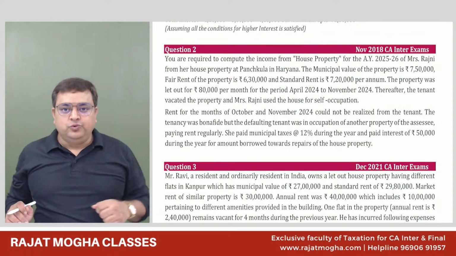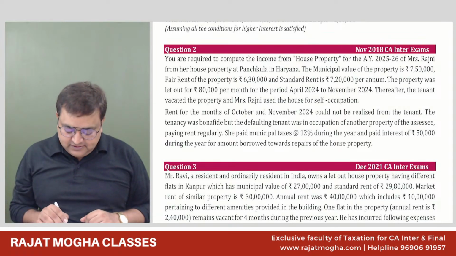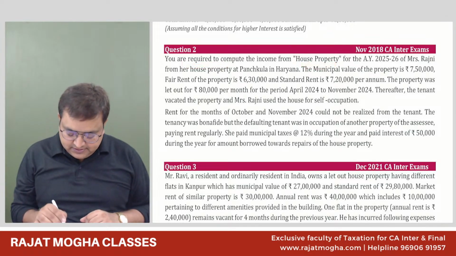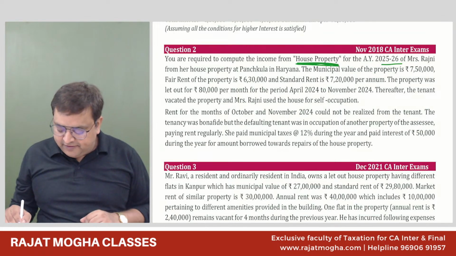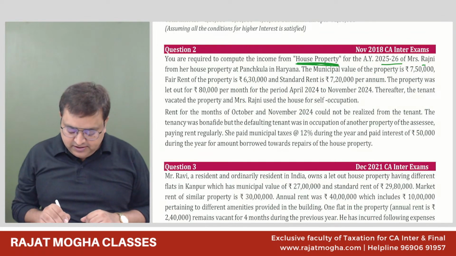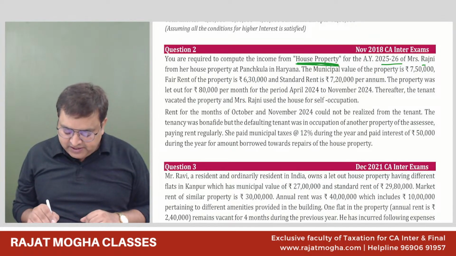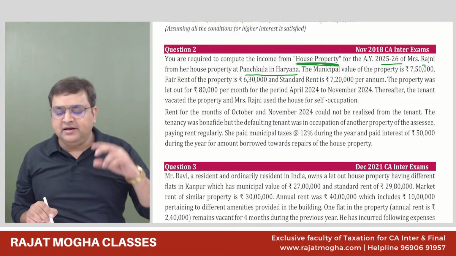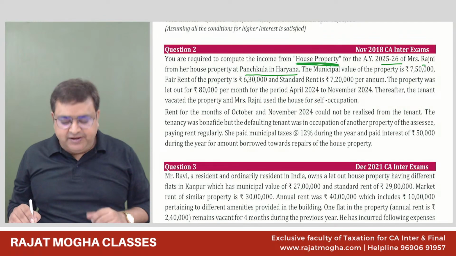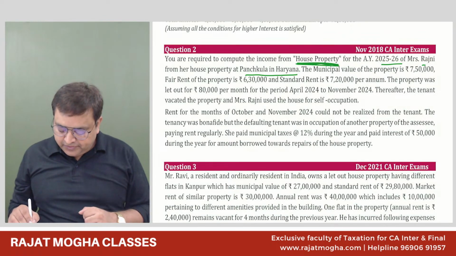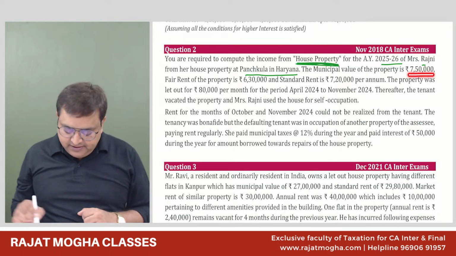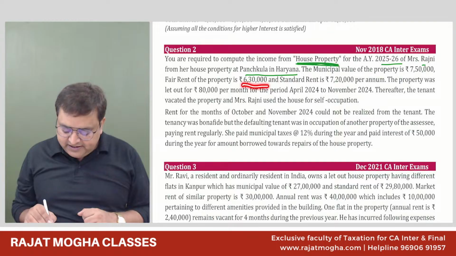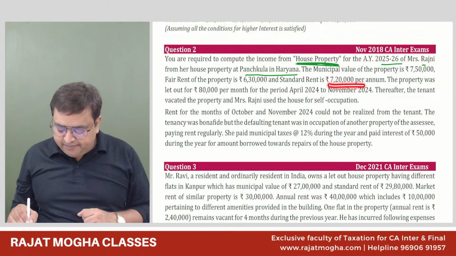Come to question number 2. It says you are required to compute the income from house property for assessment year 25-26 of Mrs. Rajni from her house property at Panchkula in Haryana. So she has a property in Haryana. We need to compute the house property income only. The municipal value of the property is 750. Fair rental value is 630. Standard rent is 720 per annum.